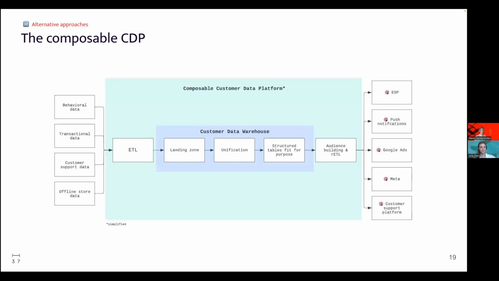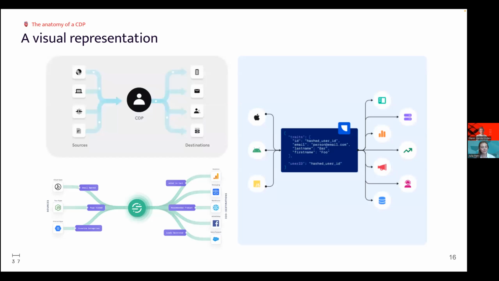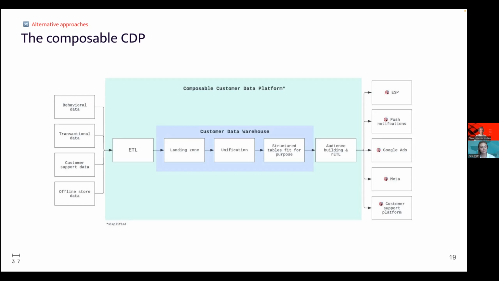Usually composable CDPs are also built around the data warehouse. That's why you see the blue block, I'm not sure if the contrast is perfect, but the blue block represents a very simplified representation of what the customer data warehouse does. And around that, you see a couple of elements that make up this composable customer data platform. If you go back a couple of slides, it's very similar to what's going on here, except you're identifying all of the elements and you're trying to build it yourself.